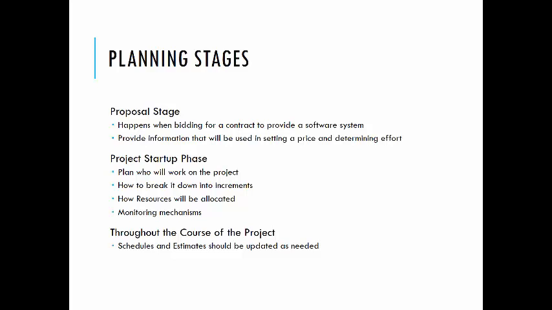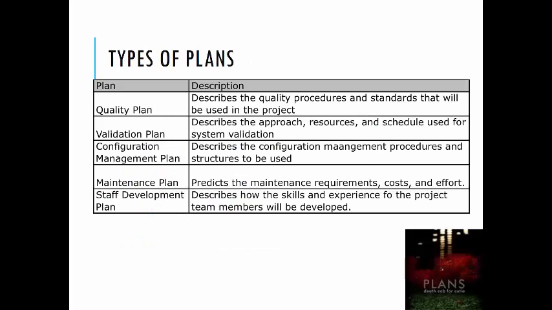So, different types of plans, and there are quite a few. One is a quality plan that describes quality procedures and standards that will be used in the project. We'll get to those when we discuss quality in ISO 9000. Validation plan, basically how you're going to test the system to show that it conforms to requirements and that it doesn't have any major defects or flaws in it.